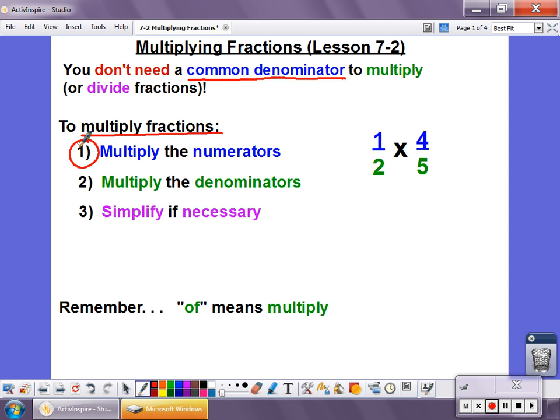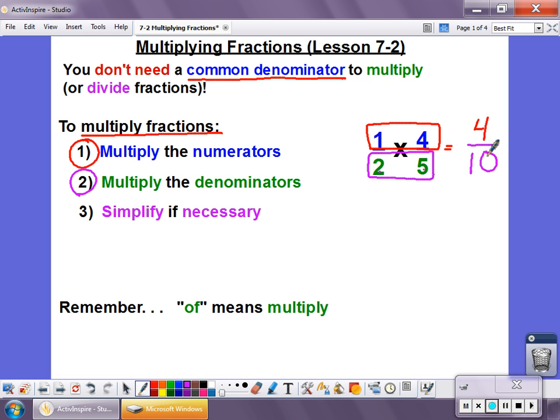Number 1 is multiply your numerators. So what you want to do is look at your 2 numerators, 1 and 4, and multiply them. 1 times 4 is 4. Your next step is to multiply your denominators. So you're going to do the same thing, but with your denominators. So here we've got 2 times 5, which is 10.